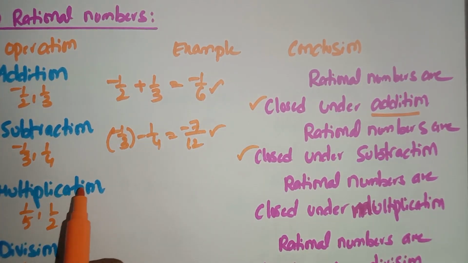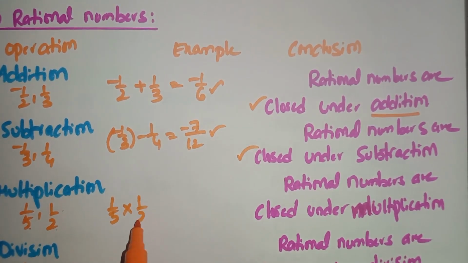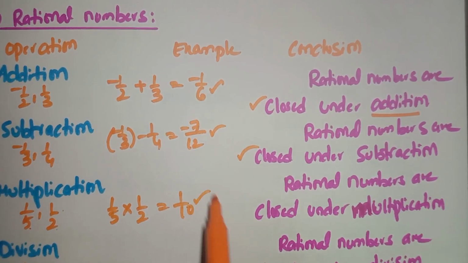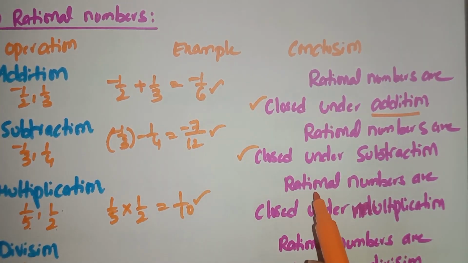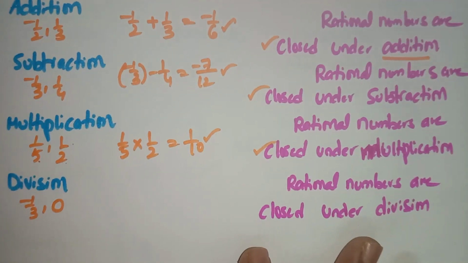Next one, multiplication. Let us choose 1 by 5 and 1 by 2. If you multiply these two, it is 1 by 5 into 1 by 2, which is 1 by 10. Again, that is a rational number. Thus we can conclude rational numbers are closed under multiplication.